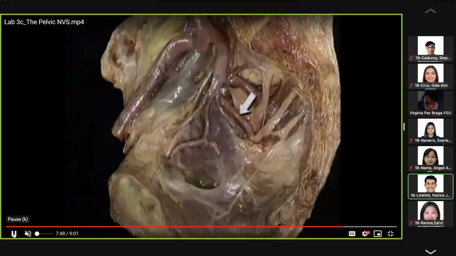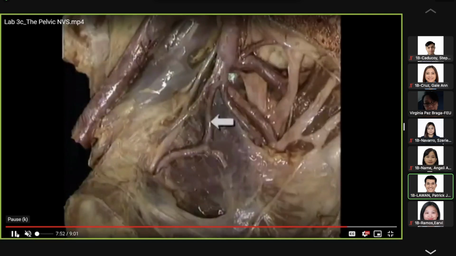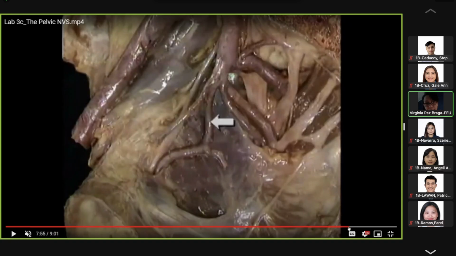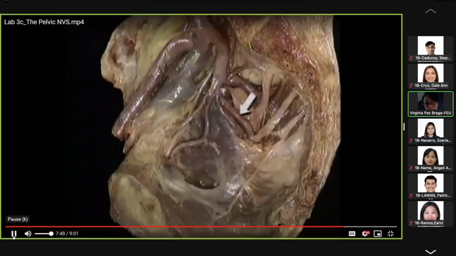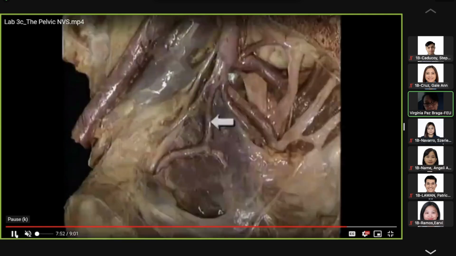What is this structure? The superior gluteal artery is the one on top, then the inferior gluteal is the one being pointed at now. Okay, very good. The superior gluteal and inferior gluteal arteries. Okay. Next.